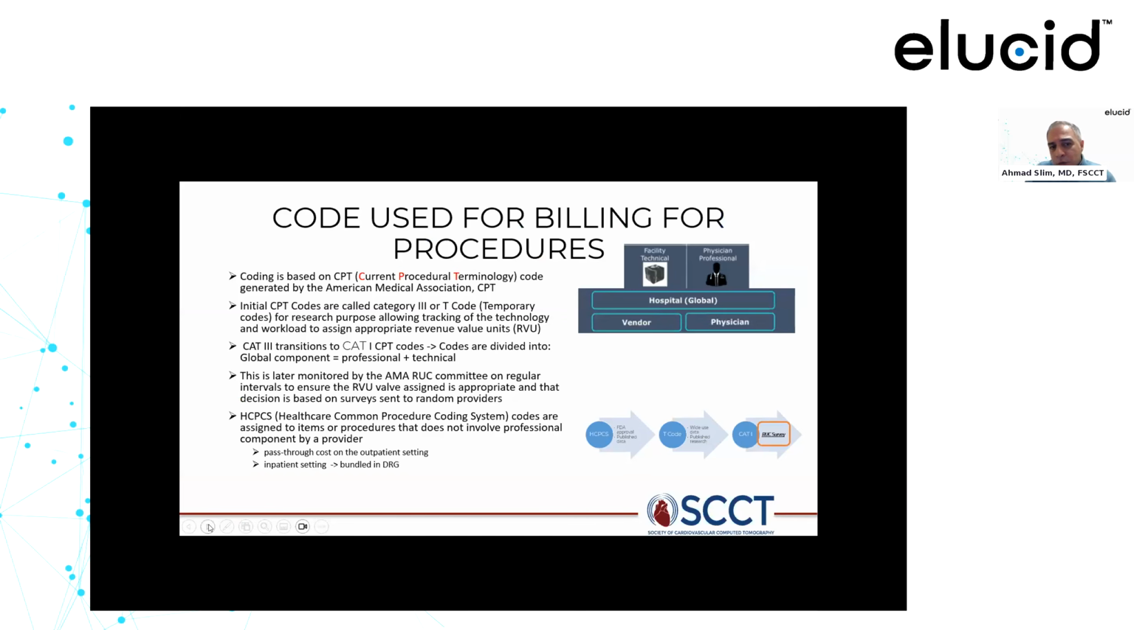So we're going to go a little bit to the basics. How is a code generated? We all use codes when we order a test. We just go into our electronic medical record, type coronary CT, and then we order it and move on. However, the CT itself is linked to a CPT code. And that CPT code that we use is called a Category 1 code. CPT is current procedural terminology.